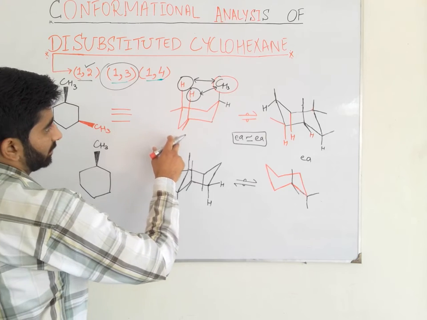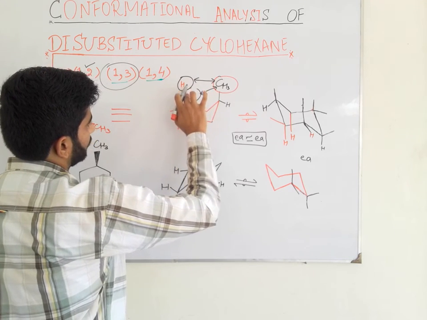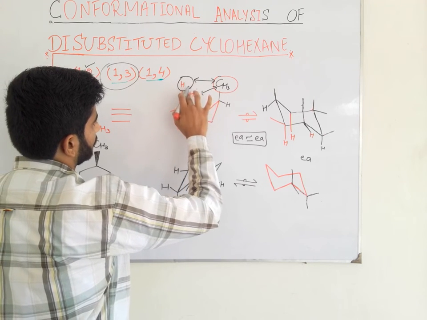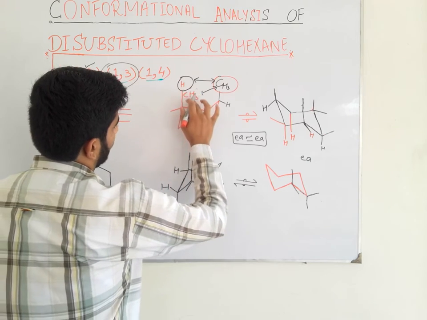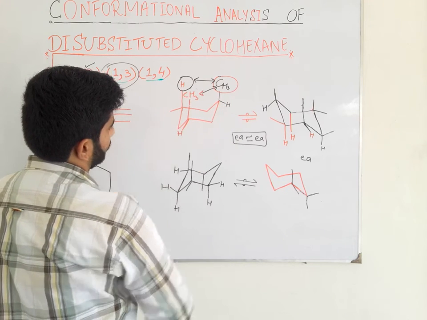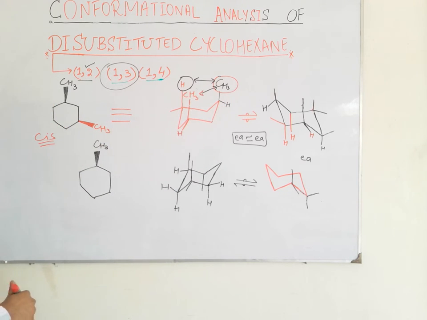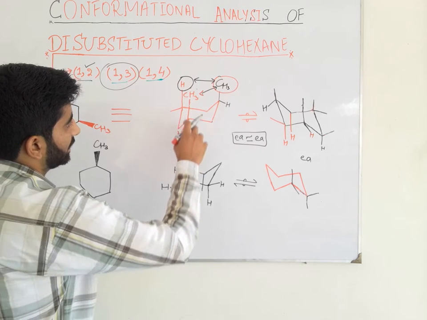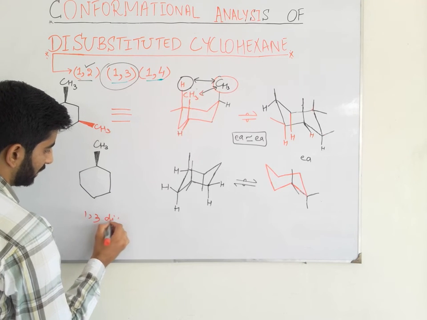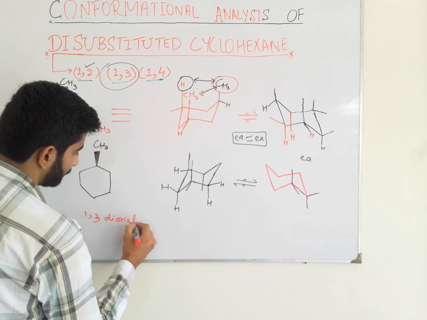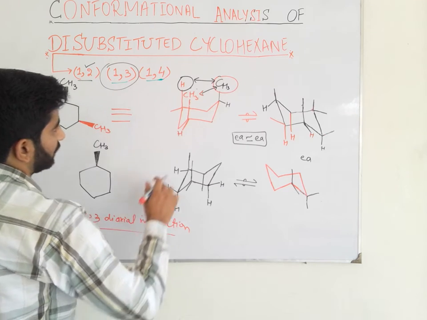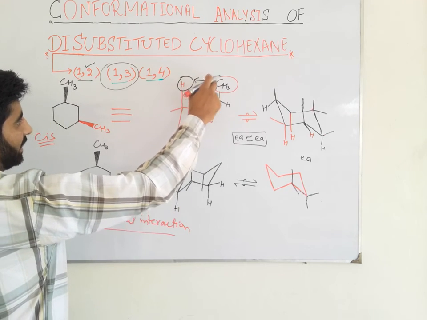How do they become cis? If both methyl groups are represented by axial up bonds, then they become the cis isomers. So it is cis-1,3-dimethyl cyclohexane, and we will observe that there is a 1,3-diaxial interaction present between this methyl group and this methyl group, and this hydrogen, this methyl group.